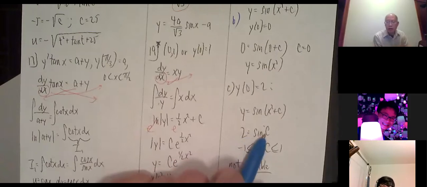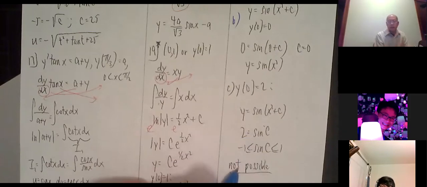Sine of what angle gives me 2? Well, that's not possible. We know the sine of any angle has to lie between negative 1 and 1 on a unit circle, right? All right, so that's why this is not possible. Can't happen. And there we go.